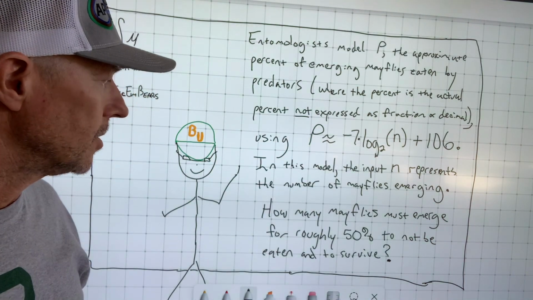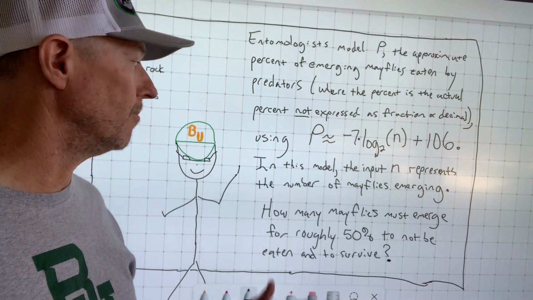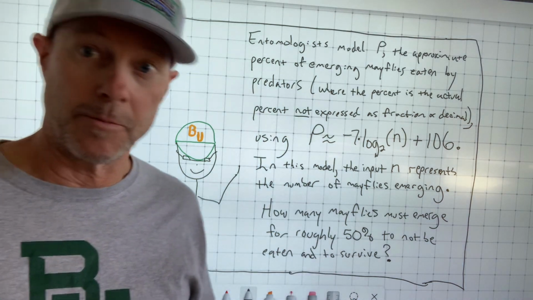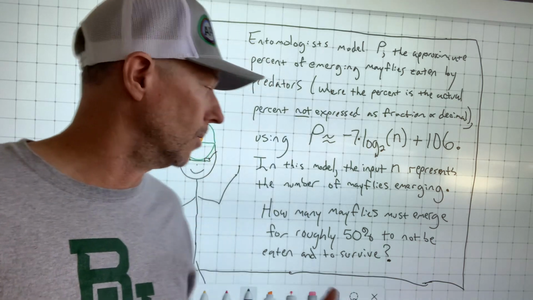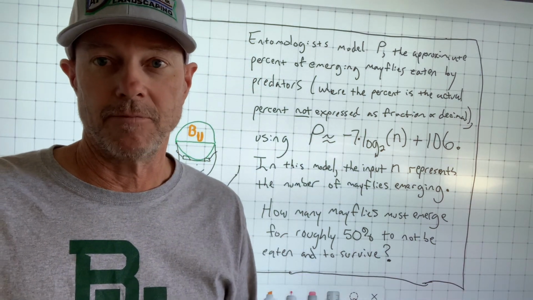Okay, so the question is, how many mayflies must emerge for roughly 50% to not be eaten? That is roughly percent. If they're not eaten, then they survive. So how many mayflies must emerge for roughly 50% to survive?